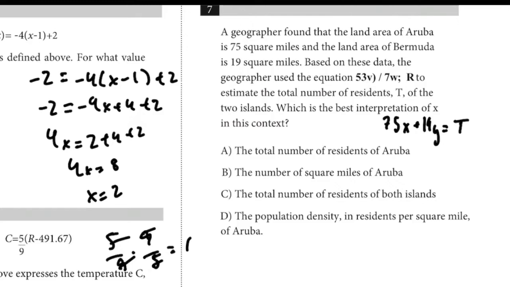Okay, so we're going to look through each answer and eliminate. So it's not B, right? The square miles of Aruba, that's already 75. That doesn't give us what x equals. The total number of residents of both islands doesn't really make sense, because that's what t is supposed to be, not x. So that's not that. A, the total number of residents of Aruba, doesn't make sense because if we had the total number, we wouldn't need the 75, because we're trying to find the total number combined between the two islands. So it's not A. So yes, it's the population density in residents per square mile of Aruba.